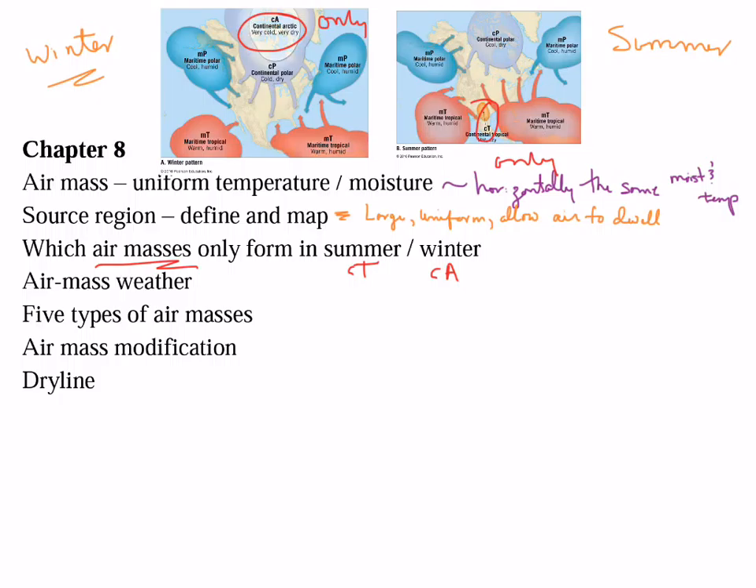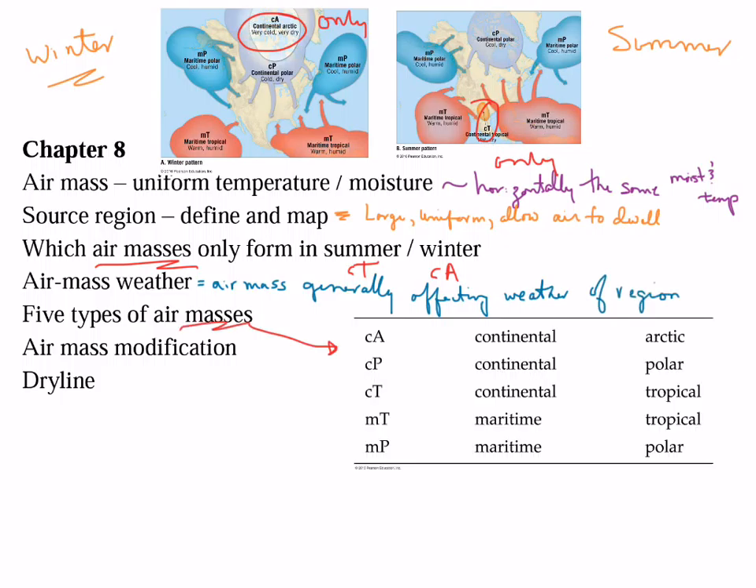Very good. But it's going to be hard memorizing. MP is going to be your cool and humid. CA is very cold and very dry. C is for continental. A is for Arctic, P is for polar, and T is for tropical. So we have two polars, which makes sense, two maritime tropicals, a maritime tropical and a continental tropical.